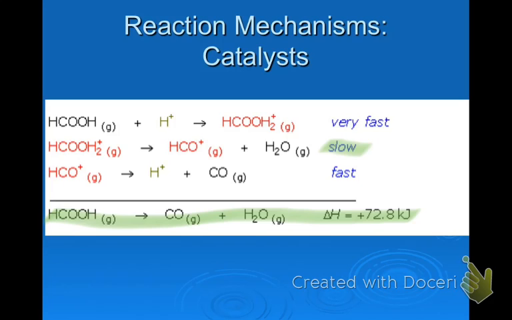So let's see if first you can find any intermediates. So I'll have you look for any intermediates. Maybe pause and try to identify those first.